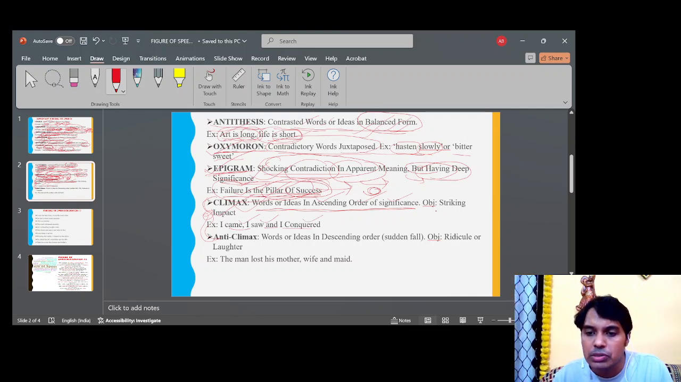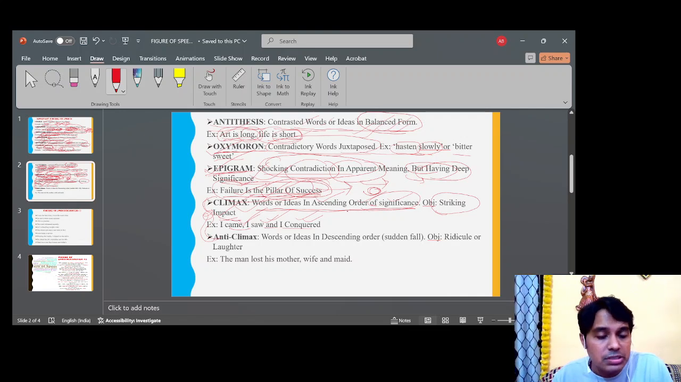What is the objective? The objective we also need to keep in mind is striking impact. Objective is to have a striking impact. I came, I saw, I conquered. So this is the ascending order of significance.